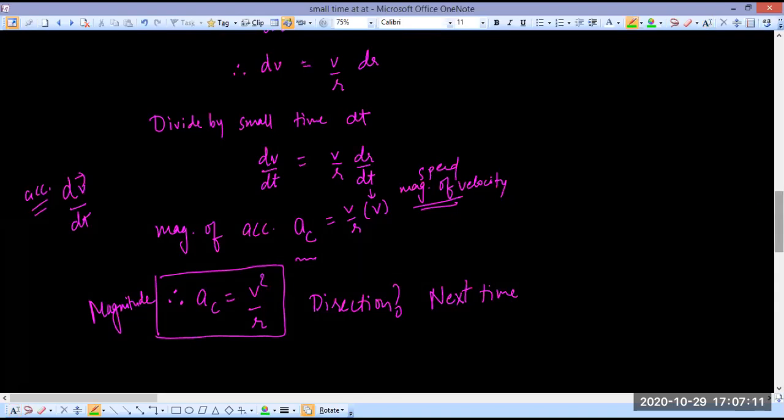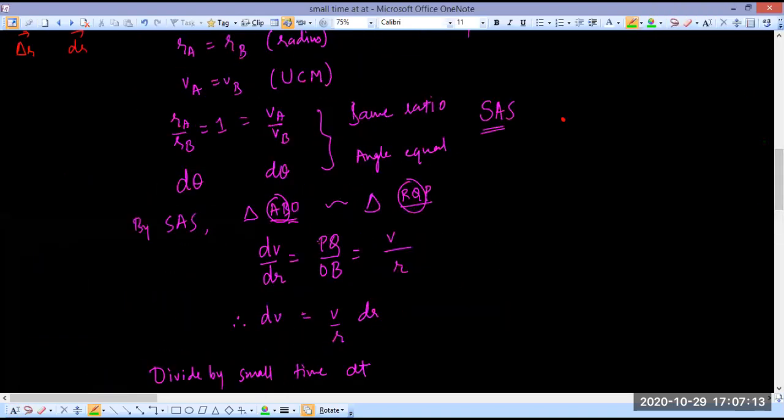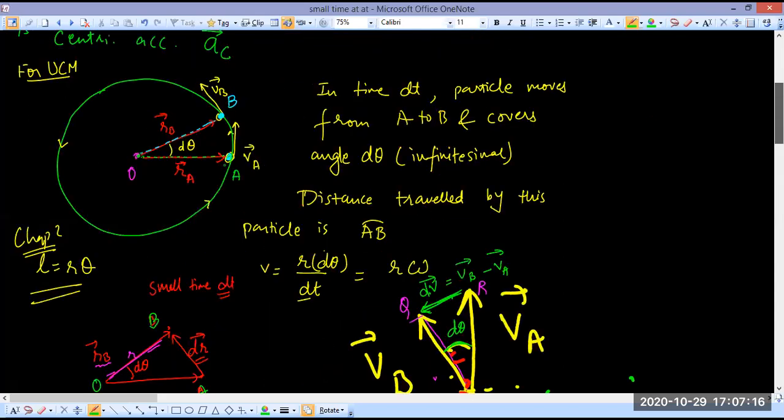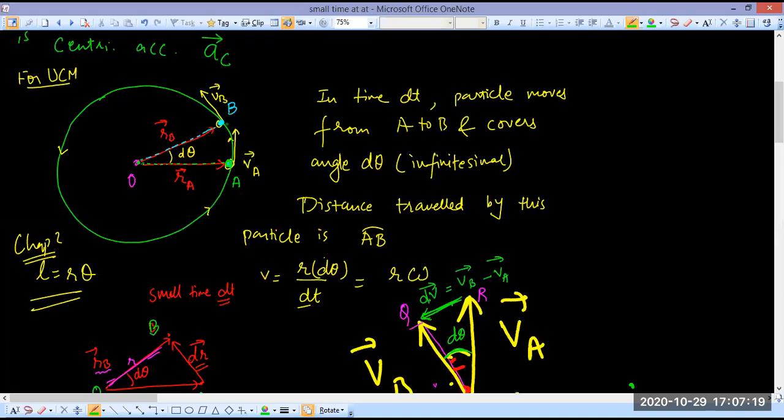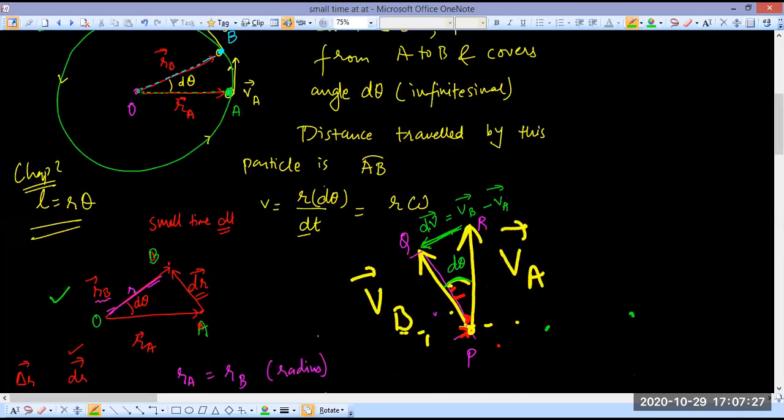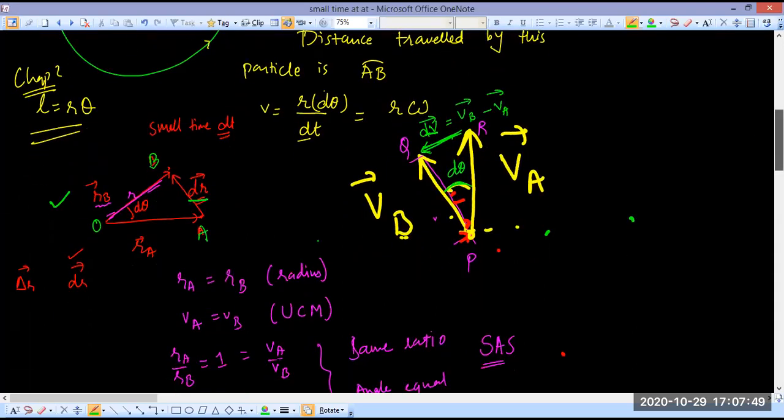So just taking you back through what we have done already, we took some particle moving in a circle from A to B in uniform circular motion, right? Based on that, we drew this triangle by drawing RA, RB vectors and the dR vector, which is the small displacement vector. And then using the velocity's directions, we drew one more triangle, having VA vector, VB vector and dV vector, that is the change of velocity, so VB vector minus VA vector. And then we said that these triangles are similar.